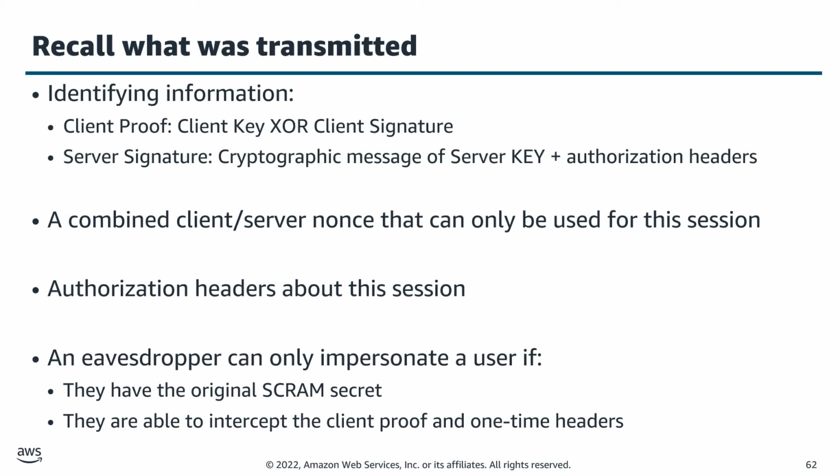Then we have the server signature as well. And similar rules apply, but it's still that same cryptographic message. What else was sent? Nonces. They're only good for that session. Authorization headers about the session. They're only good for that session. So these are the two things you need to be concerned about with eavesdropping. They have the original SCRAM secret, and they're able to intercept the client proof in one-time headers. In which case, this one's a little bit harder because this is a timing-based attack. This one, they can do some offline work. So again, make sure you protect that.